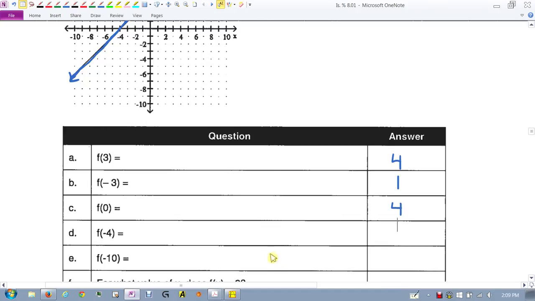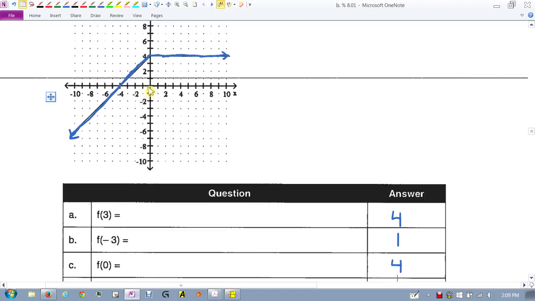Now, what's f of negative 4? So you go 1, 2, 3, 4 to the left, and the blue dot's sitting right there. So the up and down value is just 0 because it's not up, it's not down, it's on the x-axis. So 0.